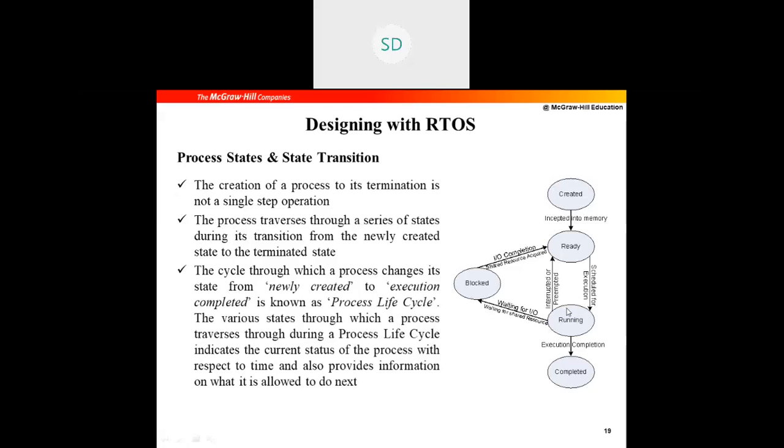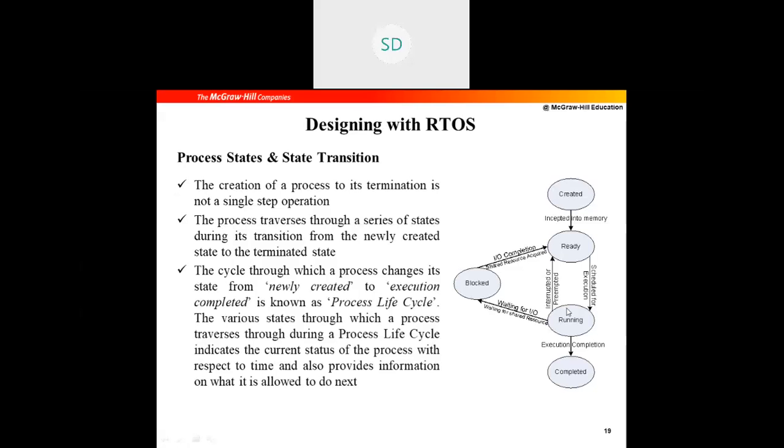So this process continues, that is nothing but the preemption of the task continues. So these are the two cases where the state may change from running to the ready state. One is interrupt and the other one is preemption.